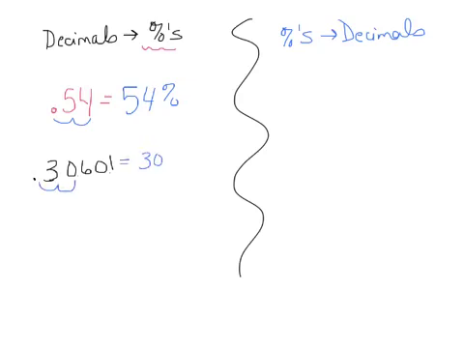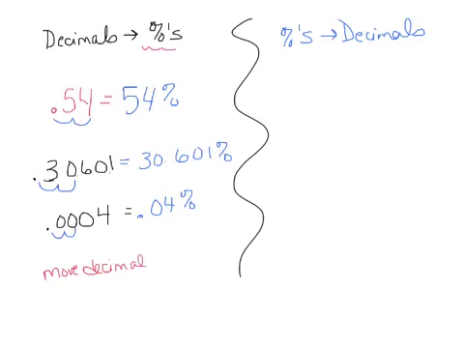This would be 30.601%. Let's say it was 0.0004. I would still move the decimal place 2 places to the right, so it would be 0.04%. So basically to do decimals to percents, you're going to move the decimal 2 places to the right. Or you can also think about it as multiplying by 100.